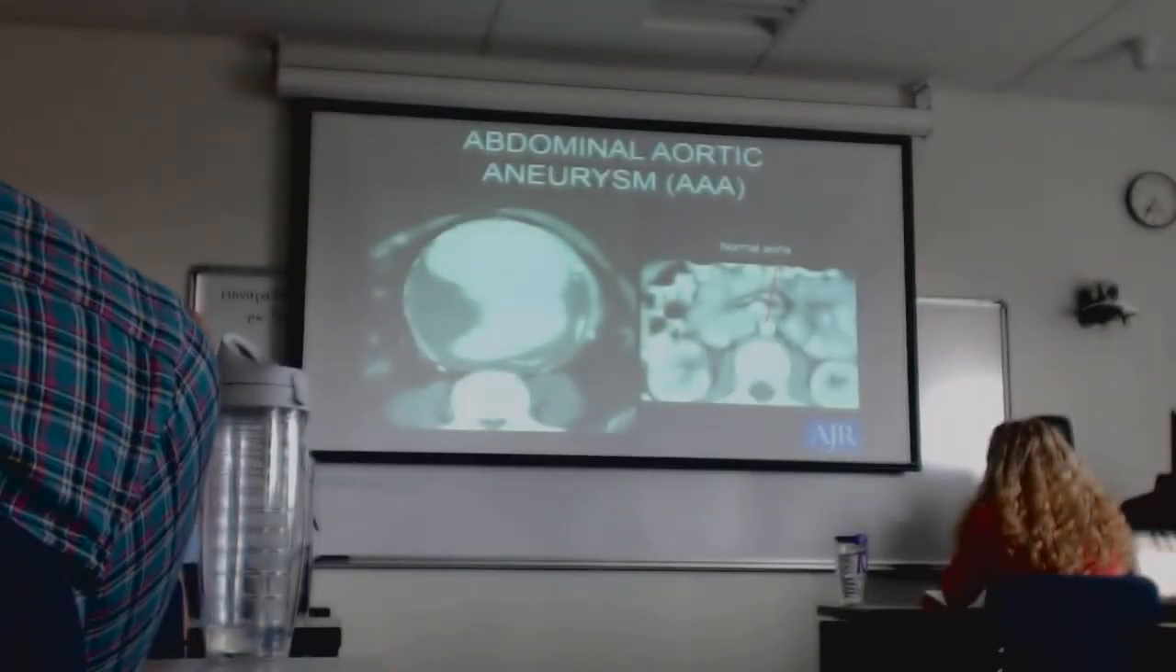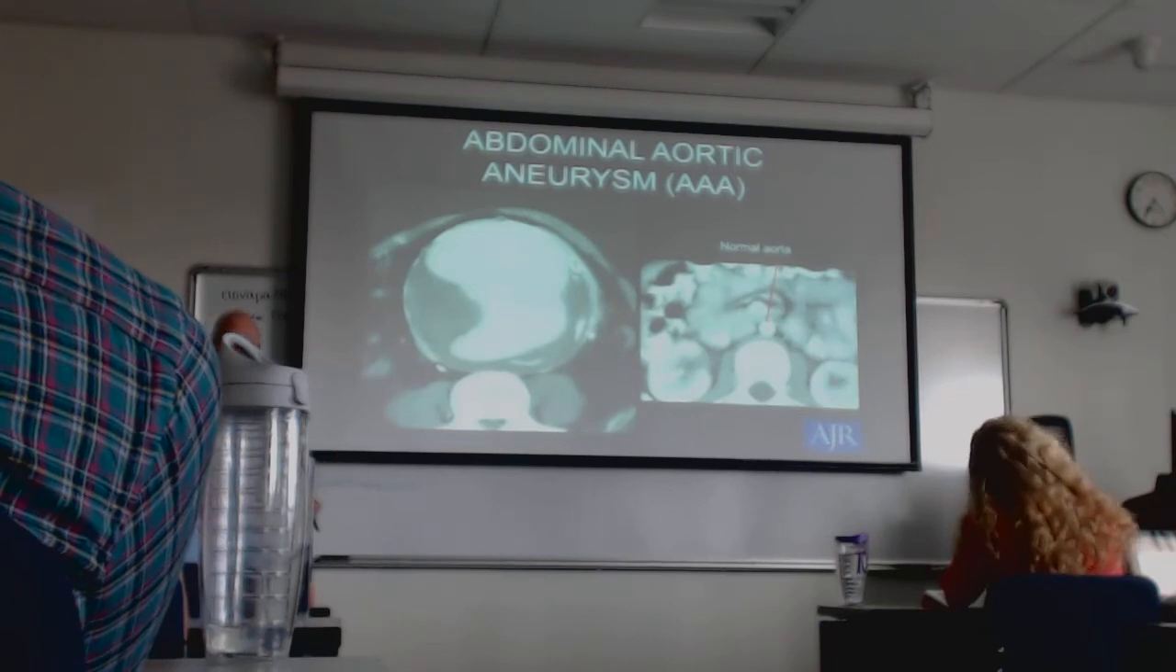Flying right along. We're out of the brain, we're out of the neck. Now we're going to the abdomen. And we're going to talk about that aorta again. We talked about the aorta in the chest with the dissection. Now let's talk about the aorta in the abdomen with the aneurysm. The aneurysm means basically a dilatation of the wall.